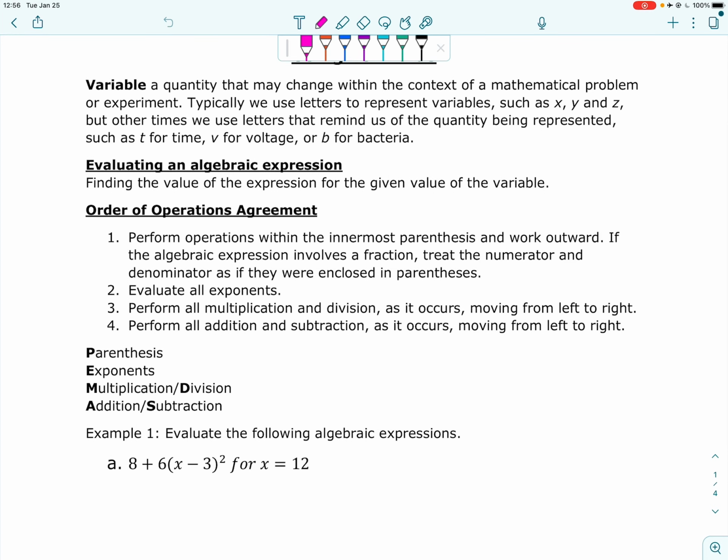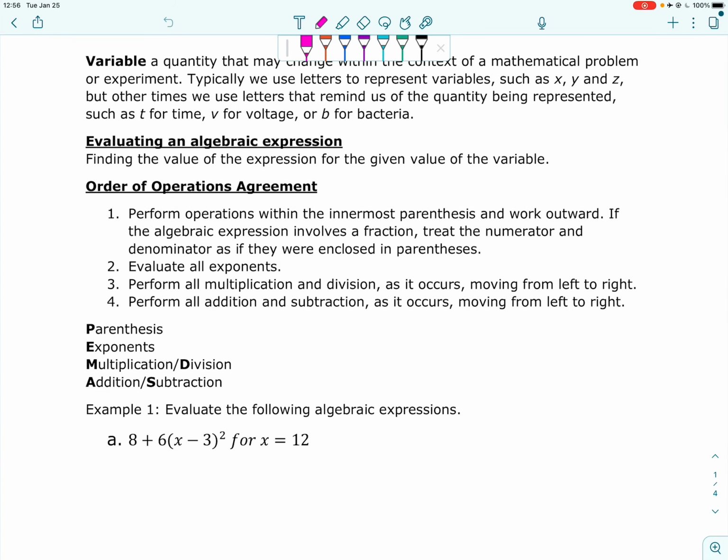After you've done all the parentheses, then you can evaluate any exponents. So if you have something squared, to the third power, to the 10th power, whatever, that's when you're going to do the exponents. The third step is to do all of the multiplication and division as it occurs moving from left to right. This was different than how I learned it. I learned you do the multiplication first, then you go through and do all the division. That's not actually how we want to do it, because multiplication and division can be treated as the same thing. So you want to do them as you see them moving from left to right.